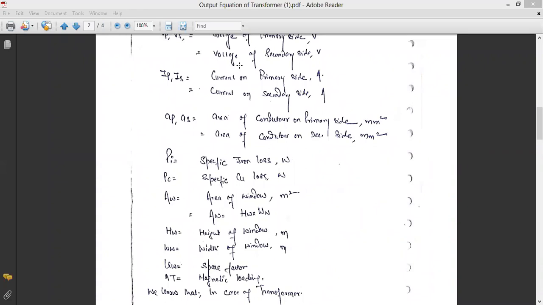Clear? So up till this stage, if anybody has any doubt related to this nomenclature, he or she can ask me, otherwise I will continue and discuss the derivation related to the output equation of the transformer.